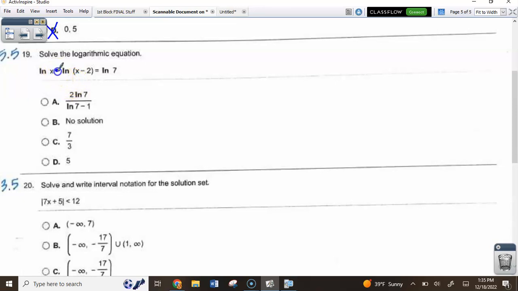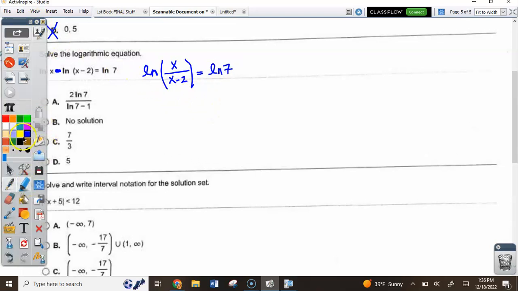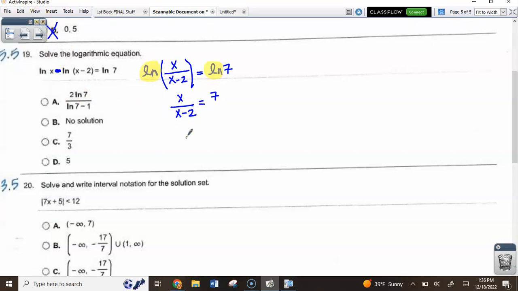If you look, this is a subtraction right here. Subtraction translates to fraction. So we have just a single ln with a big old fraction with x on top and x minus 2 on bottom. Then over here we just have ln of 7. And now, because we were able to get it to a single ln equals a single ln, the of parts have to match. And we can just drop the ln's and now solve from here.